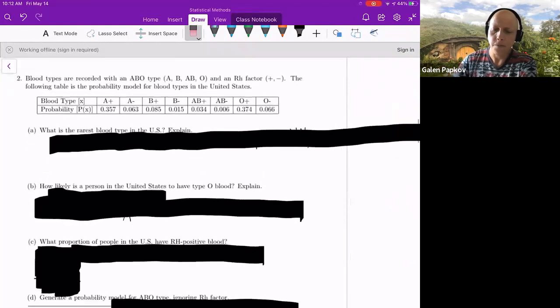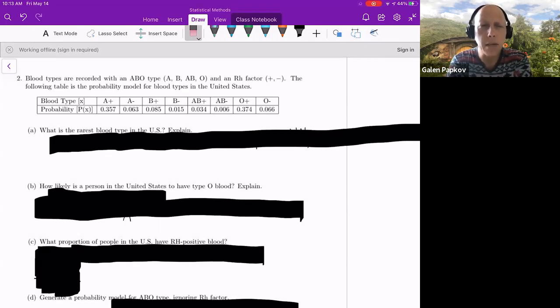Problem 2. Blood types are recorded with an ABO type and an Rh factor of plus or minus. The following table is the probability model for the blood types in the US. You can see it's broken down to 3 decimal places for the probabilities. You have all possible blood types, and if you add up all of those probabilities, they should come to 1, or really close to 1, depending on some rounding. We want to know, what is the rarest blood type in the US, and explain.